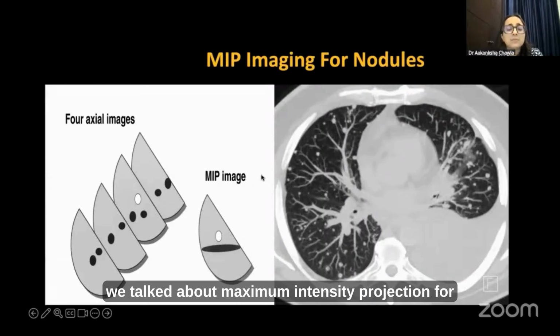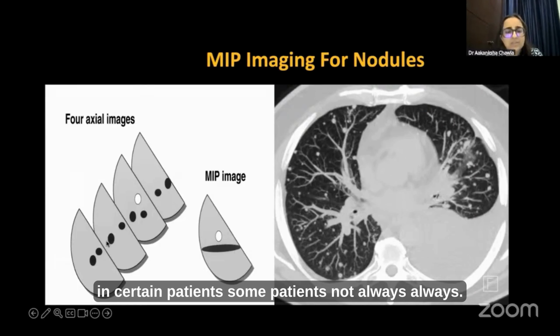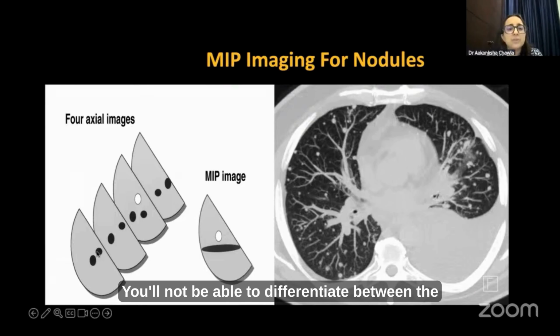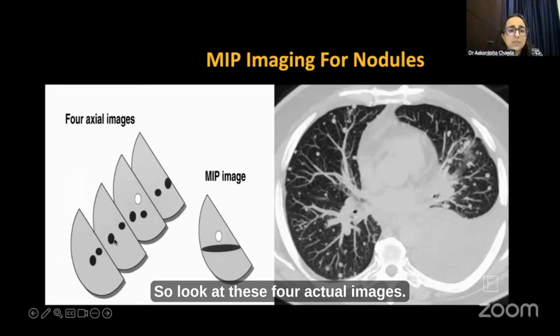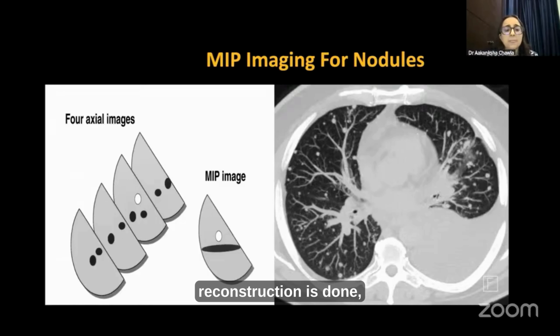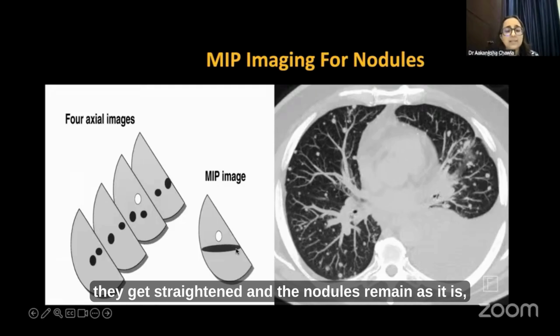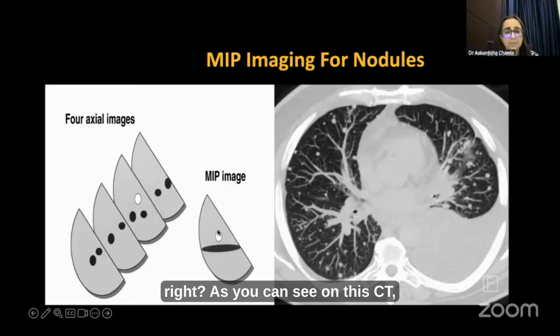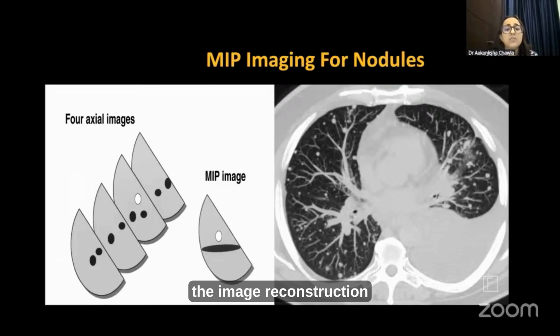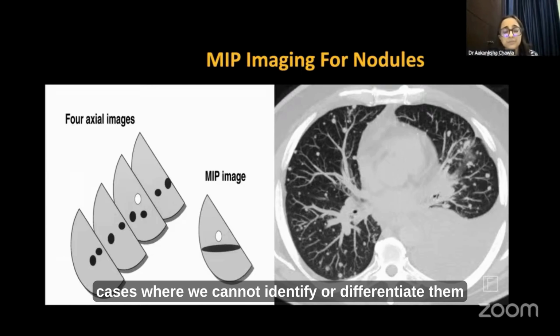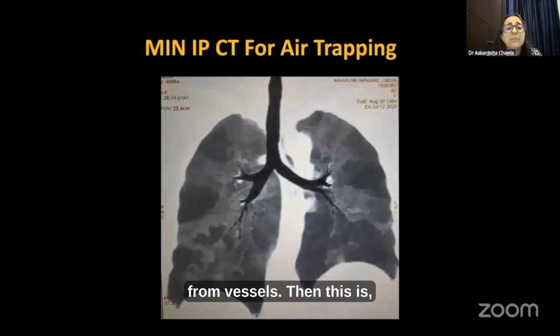Now we talked about maximum intensity projection for imaging of nodules. Why this is important is that in certain patients, not always, you will not be able to differentiate between the vessels and the nodules. So look at these four axial images. When maximum intensity projection image reconstruction is done, the vessels get straightened and the nodules remain as they are, right? As you can see on this CT, the vessels become straightened out, and the nodules can be clearly seen. So maximum intensity projection is the image reconstruction that we do for imaging of nodules in cases where we cannot differentiate them from vessels.